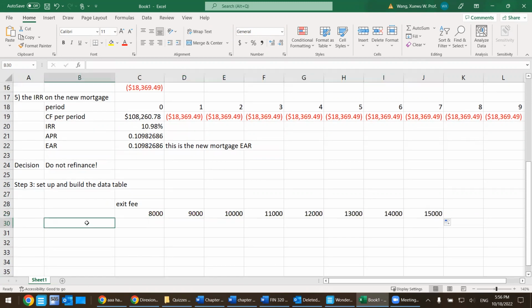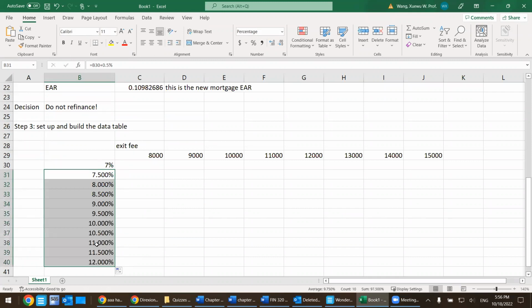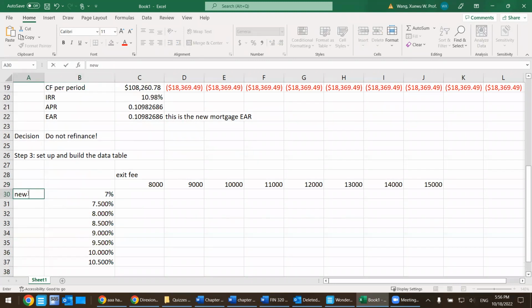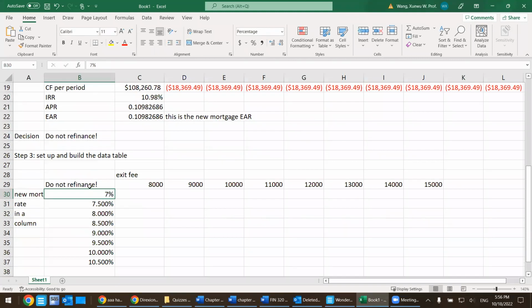And then I'm going to look at the new mortgage rate. And this actually goes from 7 to 7.5. All right, increments of 50 basis points all the way to 10.5. Okay, so 10.5. All right, and now this is actually the new mortgage rate in column. All right, so now I'm going to use this top left corner cell. That's my decision here, and I'm ready for the data table.